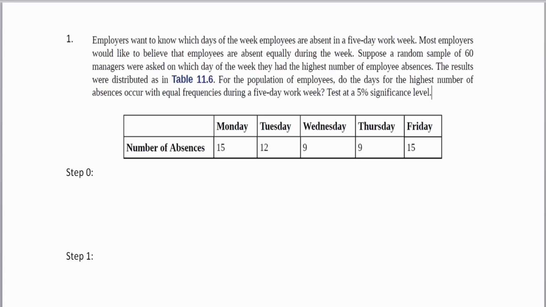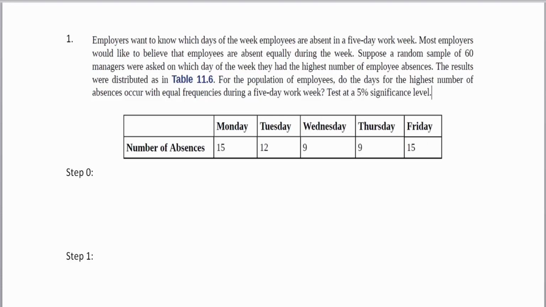Now it says in the second sentence, this is the key here because this is going to establish the preference, no preference problem. It says, most employers would like to believe that the employees were absent equally during the week. This implies that there was no preference, that absences were equally distributed Monday, Tuesday, Wednesday, Thursday, Friday. And there's an old saying that you never want to buy a car built on a Friday. That is to basically state that there's probably more absences closer to or right after the weekend.